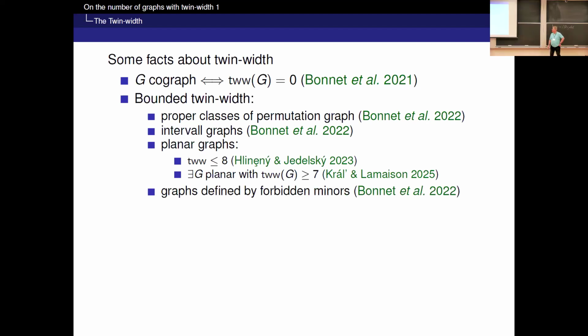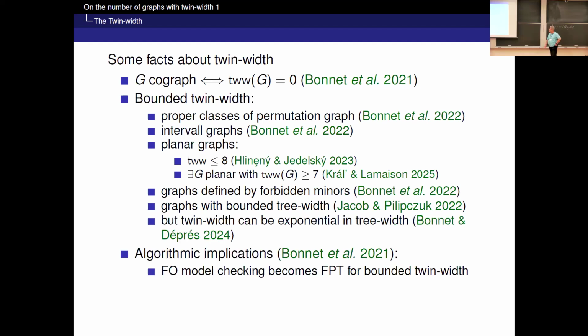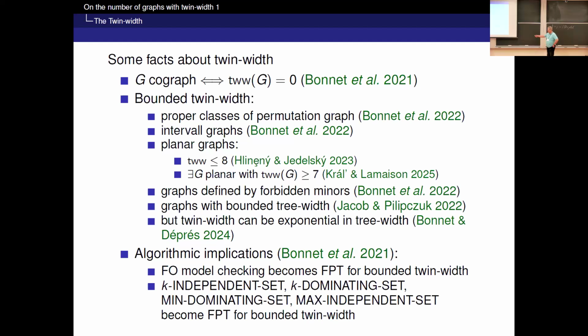Graphs defined by forbidden minors have bounded twin width, and graphs with bounded tree width have bounded twin width, but the twin width can be exponential in the tree width. Then there are also algorithmic implications like model checking. First order model checking is fixed parameter tractable for bounded twin width instead of NP complete for general graphs. And also a lot of optimization problems which are NP hard or NP complete become fixed parameter tractable for bounded twin width graphs. So this also has algorithmic implications for classical graph theoretical algorithms.